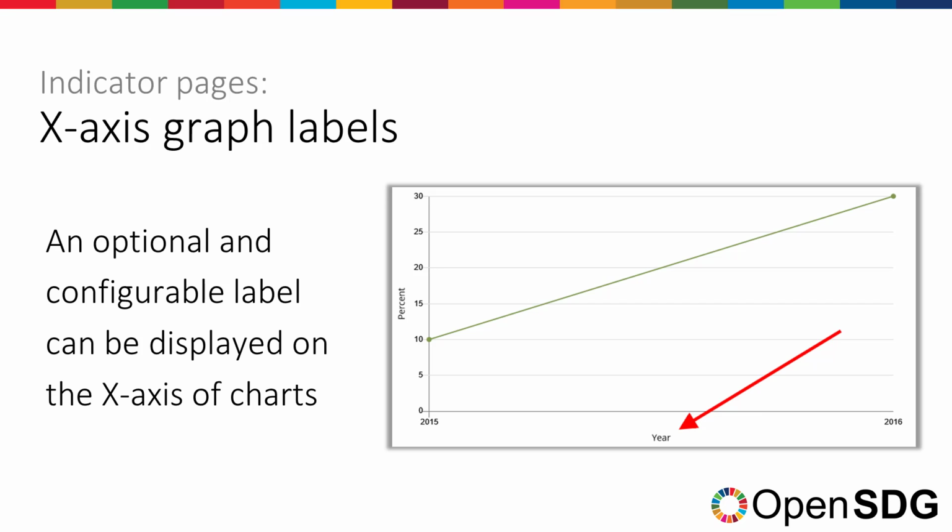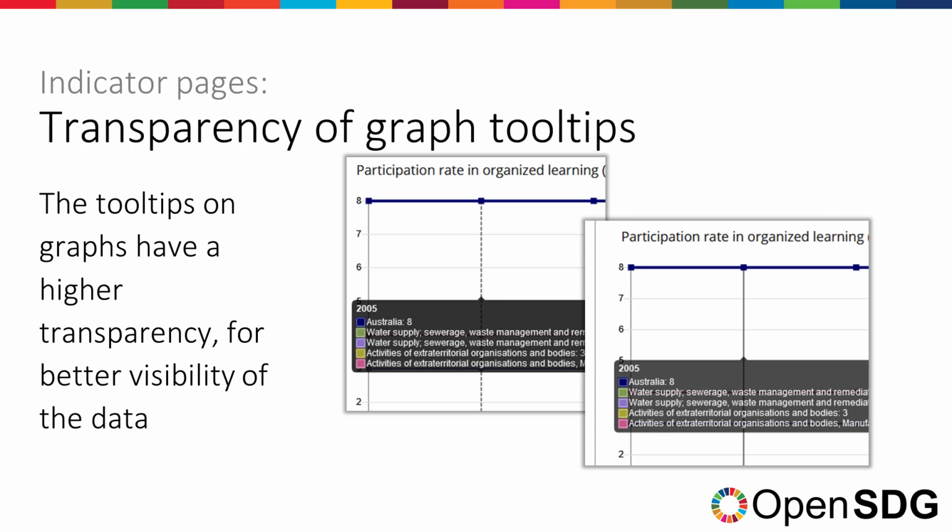There is now an option to display a label on the x-axis of charts. This label is configurable and can be set site-wide, and can also be overridden for specific indicators. The transparency of the tooltips on graphs has been slightly increased to reveal more of the graph elements behind it, while still maintaining proper color contrast.